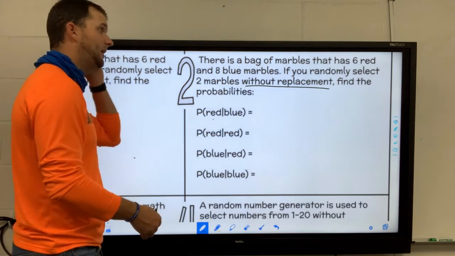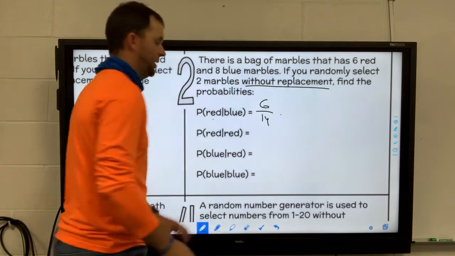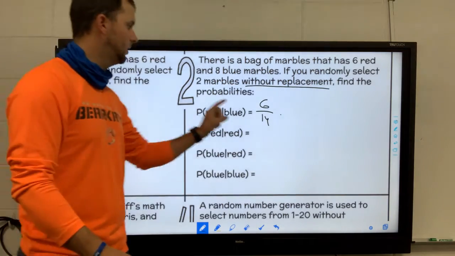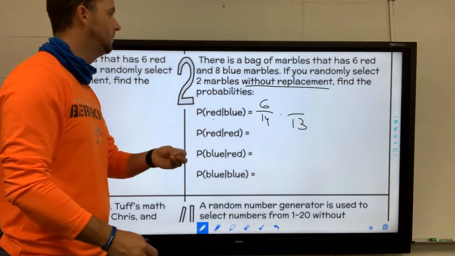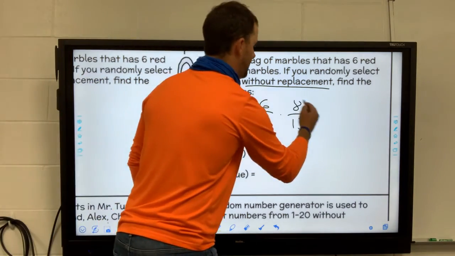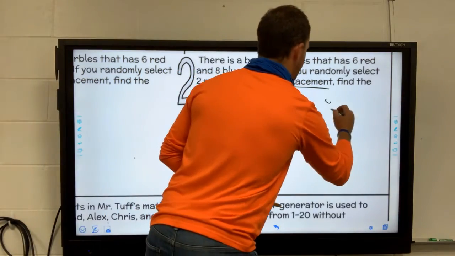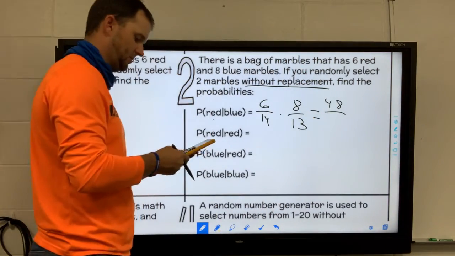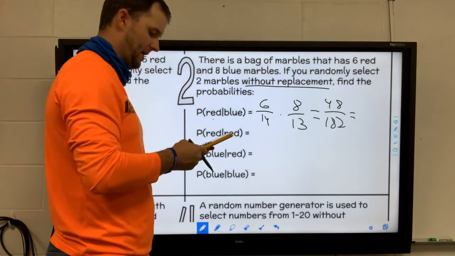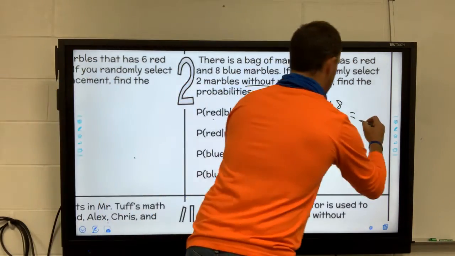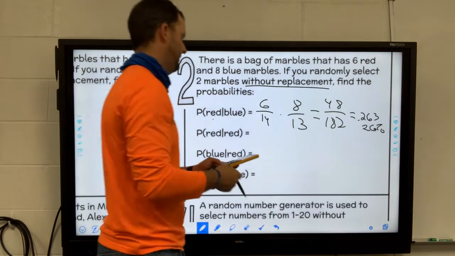So right now, the probability of me getting a red first is going to be 6 out of 14 again. But the thing we have to understand is I'm taking one of those total marbles out. So 14 minus 1 would give me 13, and I took out a red, not a blue. So that means to get a blue, there's going to be 8 total left on top. Okay, so that's going to change the probability a little bit. So 8 times 6 is going to give me 48, and then 14 times 13 is going to give you 182. So 48 divided by 182 as a decimal is going to give you 0.263, which is going to be a 26% chance of that happening, okay?